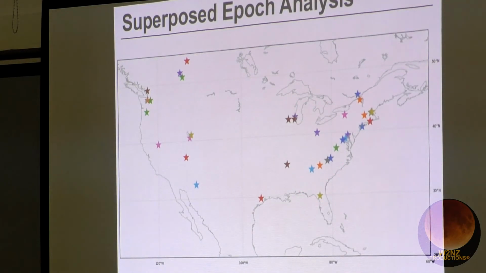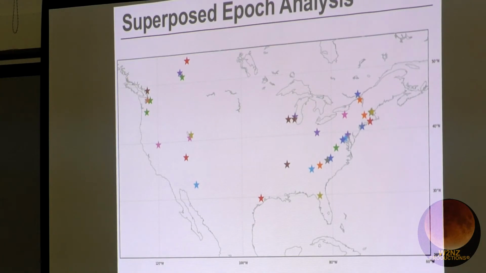This is US and Canada, correct? Yes, there are some Canadian stations in here as well. So there are a few Canadian stations too. You can see most of them are clustered on the East Coast. There are a few in the Central and a few on the West Coast as well.